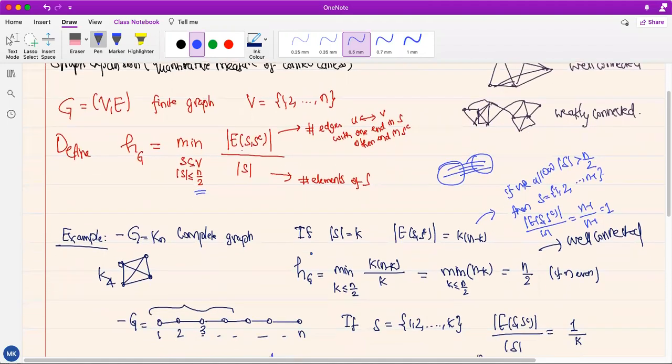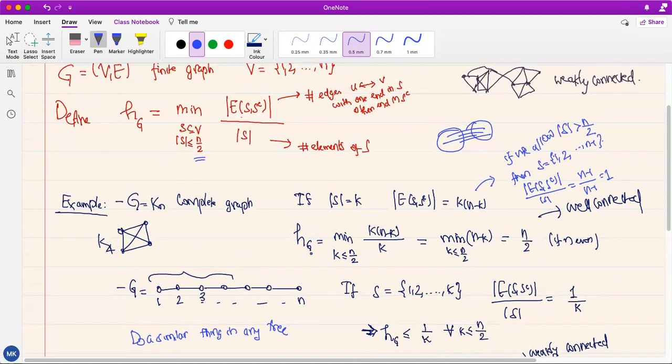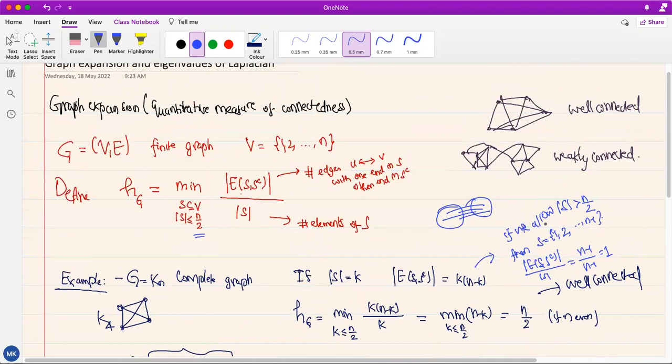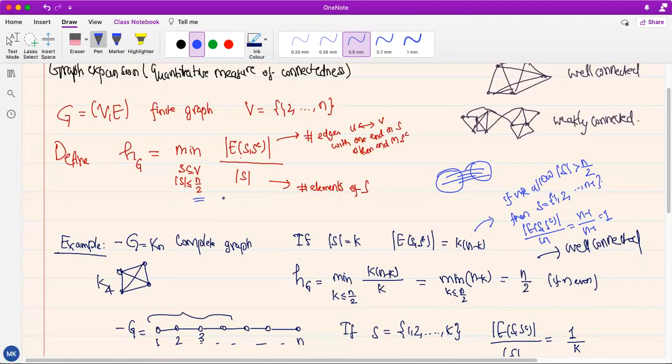Sir, here you said, what if the cardinality of S is greater than n by 2? What if I take S complement to be the S I have decided on? Then it is fine, because the question is what do you divide by. If you take S to be very large, let's take even more extreme, take S to be the entire vertex set, how many edges go out of it? Zero. And you are dividing by N. So every graph will have zero as the minimum. That's not indicating anything about the structure of the graph, so it's not a good way to do it.